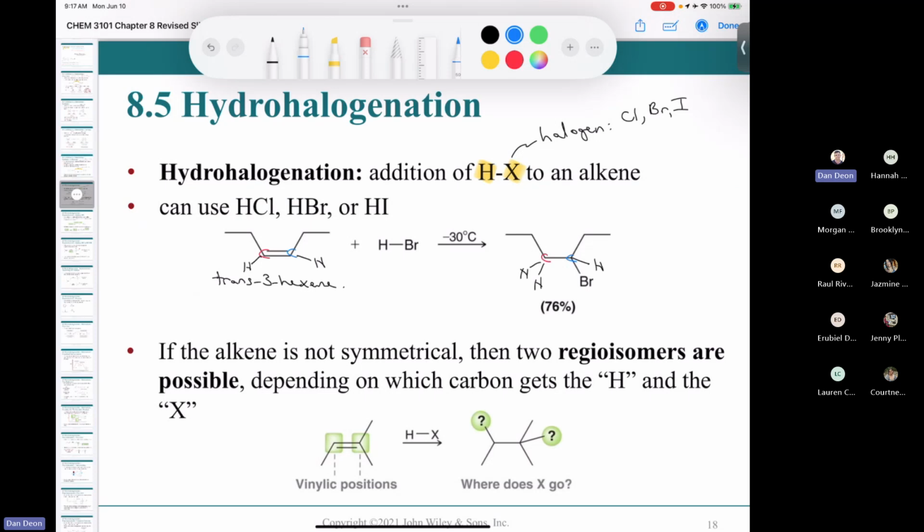So everybody with me on that? The carbon in red takes the hydrogen, the other one takes the halogen. That's hydrohalogenation. Now keep in mind that this alkene is symmetrical, right? There's a line of symmetry down this molecule. But what happens if you have an alkene that is asymmetrical, like this one here? You would call this 2-methyl-2-butene.